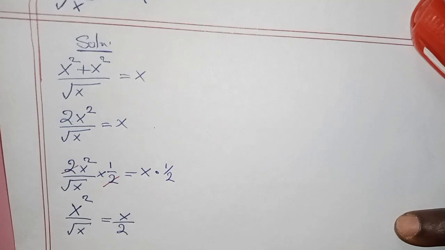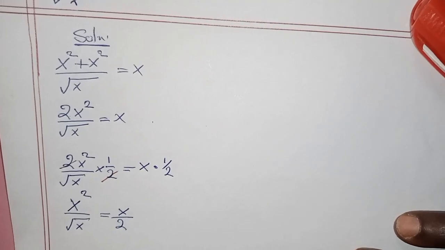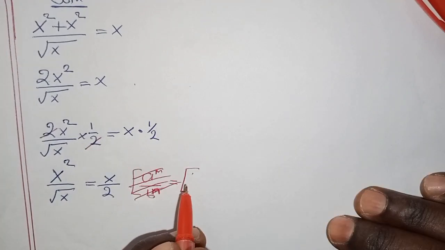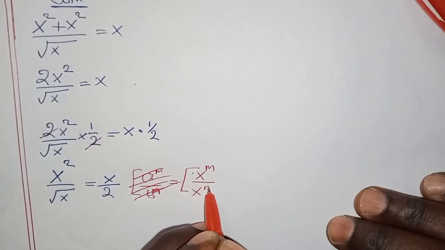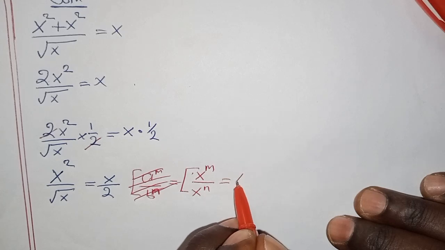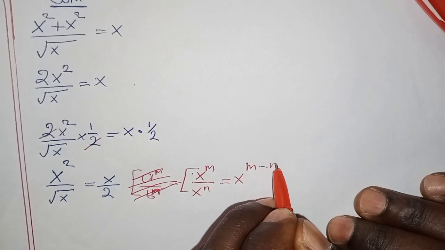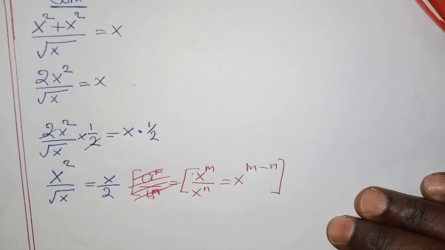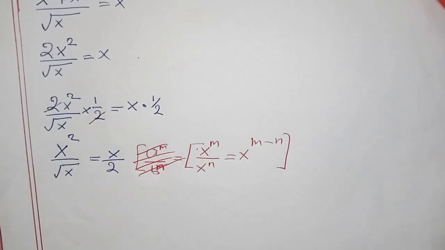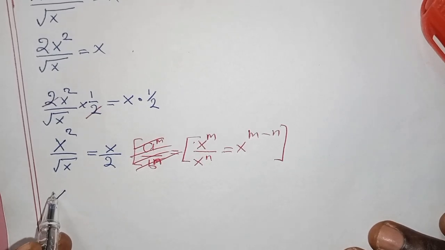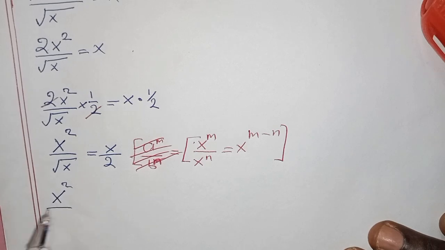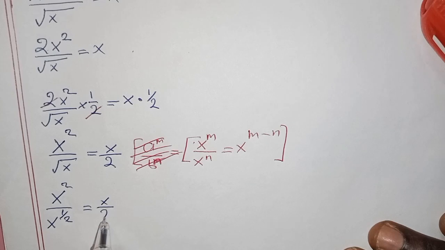So we remember that law. That means when I'm considering my left hand side, we need to consider that law of indices. Whenever I have x to the power of m divided by x to the power of n, it is the same thing as x to the power of m minus n. So going by that, I'm going to have x squared divided by x to the power of half is equal to x divided by 2.